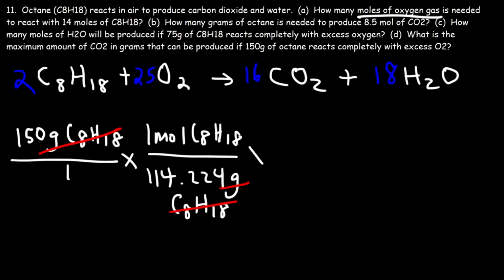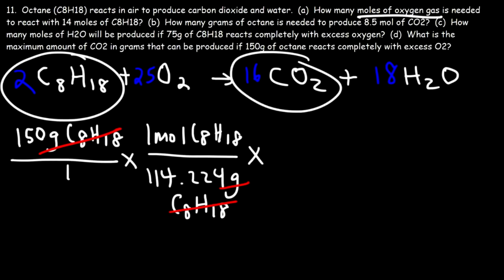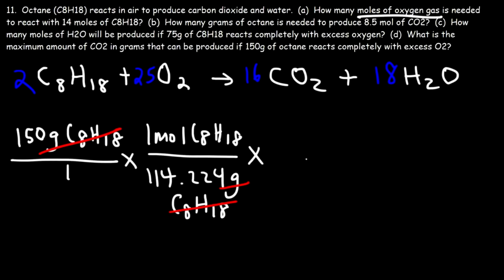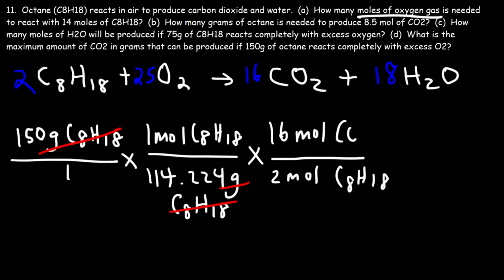Now we need to use the molar ratio. So we're going from octane to CO2. So it's 2 to 16. So for every 2 moles of octane that reacts in a reaction, 16 moles of CO2 will be produced. And so now we could cancel these units.